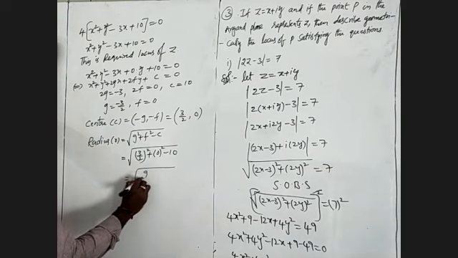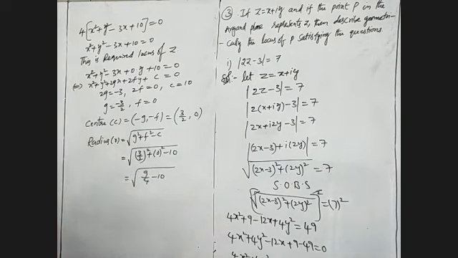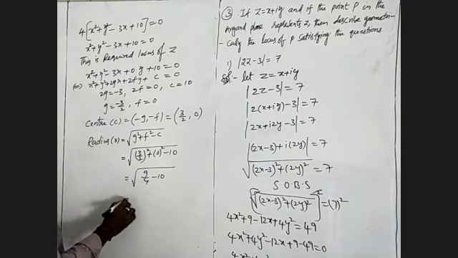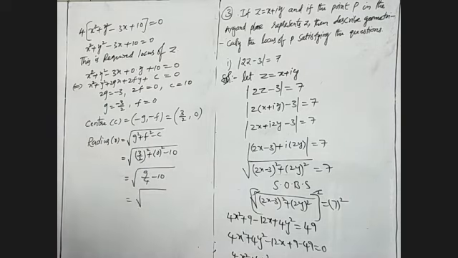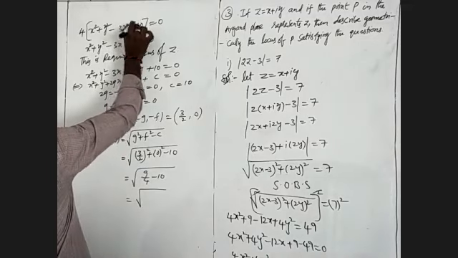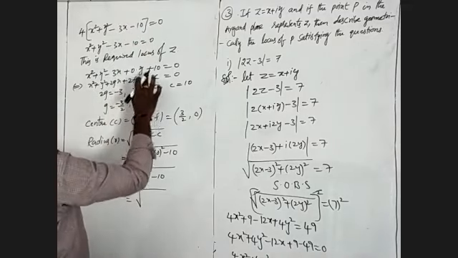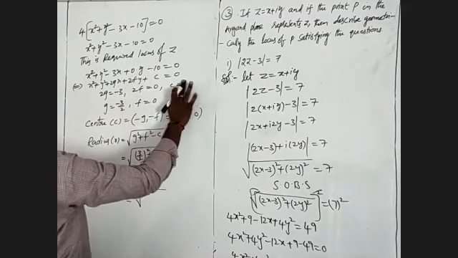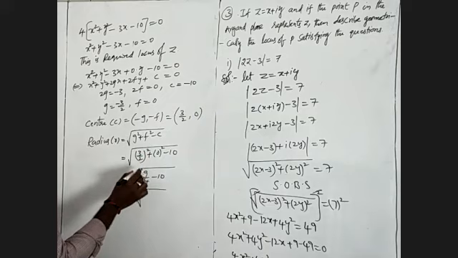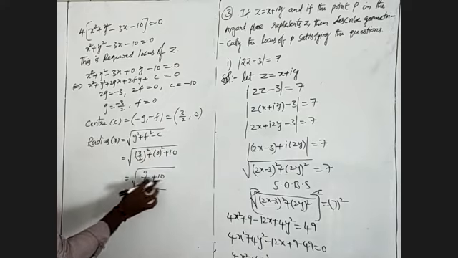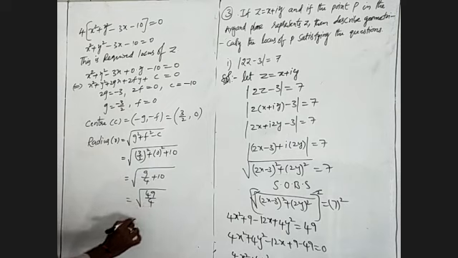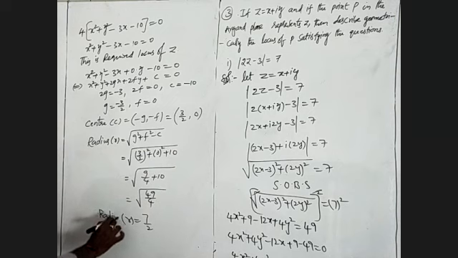That is nothing but 9 by 4 minus 10. I'm sorry, this is also minus 10. C is nothing but minus 10. Minus of minus 10 will become plus 10. 49 by 4, that will become 7 by 2. This is radius. Radius small r is nothing but 7 by 2.